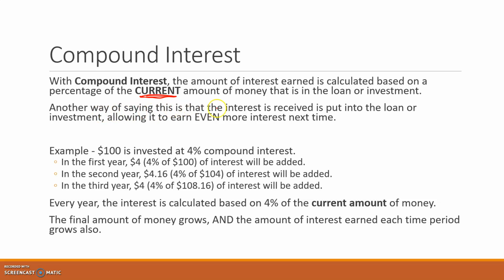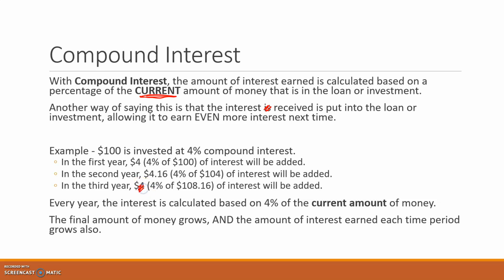Another way of saying this is that the interest received is put into the loan or investment. So whenever you receive interest on your compound interest bank account or on a loan, that interest is put back into the loan or investment. So it grows, and that allows it to earn even more interest next time. And that's why it's called compound interest, because to compound means to add on to something. So our interest adds on to the principal, and now we're receiving interest on a higher amount of money.